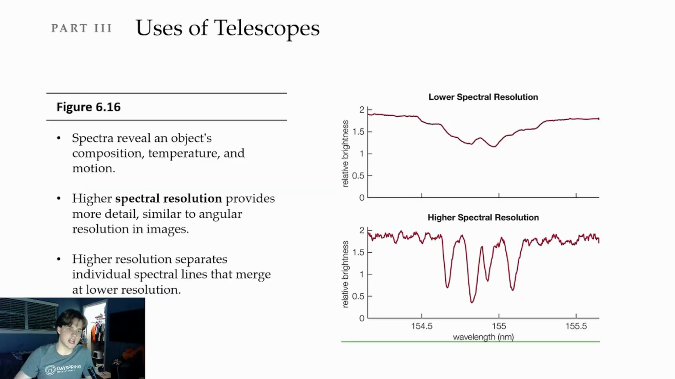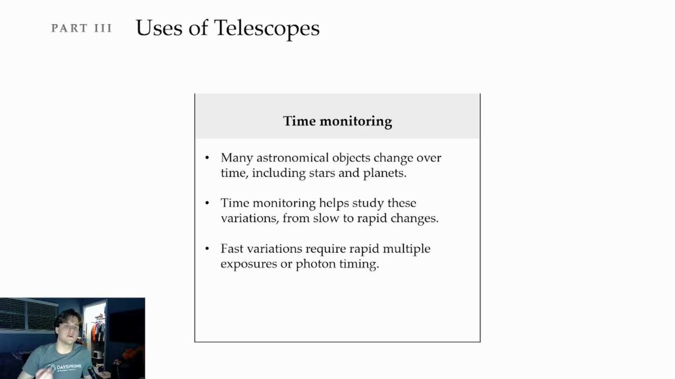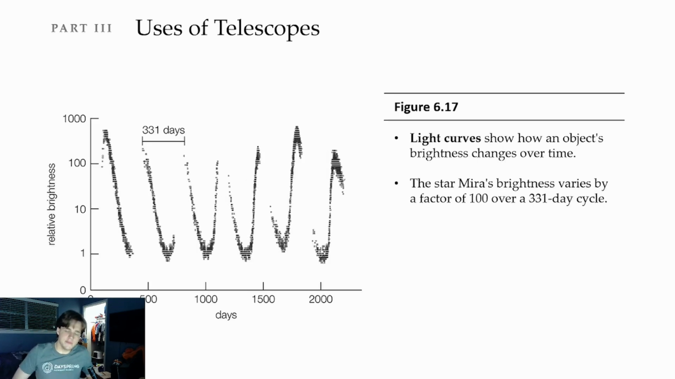And this is what those readings actually look like, and they're determined by their spectral resolution. A lower spectral resolution will have blurry readings, while a higher spectral resolution will show the precise readings and the brightnesses of each wavelength. Now, the third use of a telescope is for time monitoring, which monitors the change in astronomical objects over time. An example of this is the change in light curves for the star Mira. As you can see, over a period of time, it gets darker and brighter.